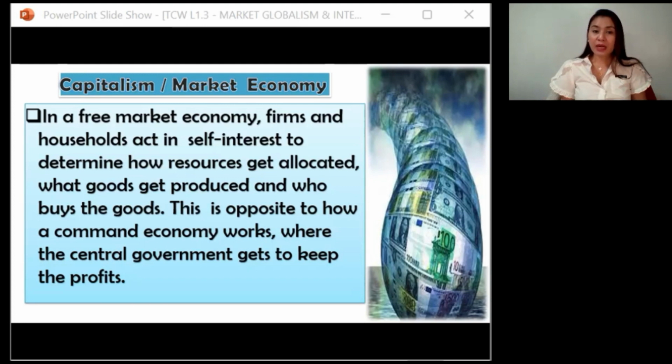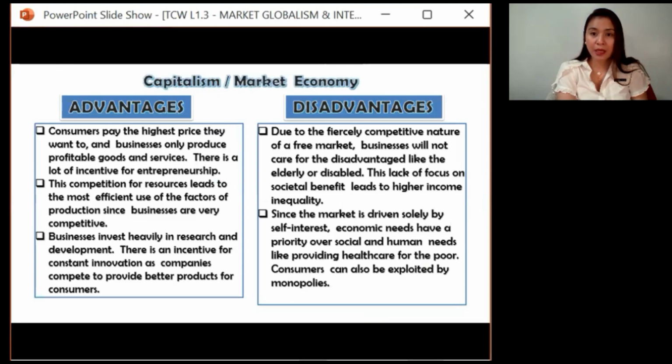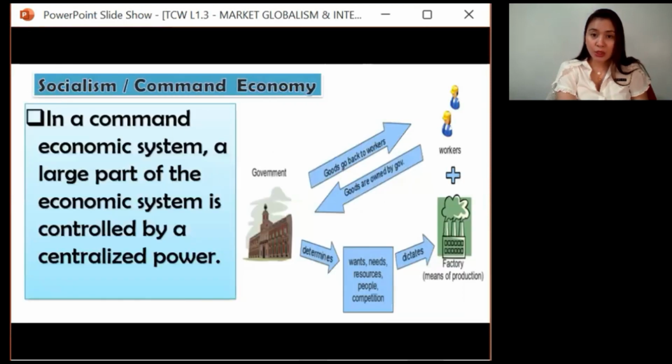So since the market is driven solely by self-interest, economic needs have a priority over social and human needs, like providing healthcare for the poor. And also, consumers can be exploited by the monopolies. So those are the advantages and disadvantages of capitalism. Now, let us move forward to another type of economic system, which is socialism or the command economy.